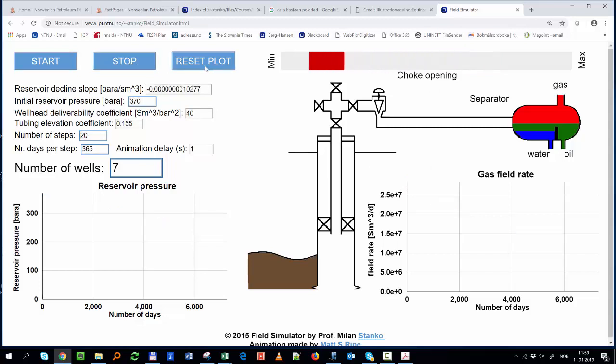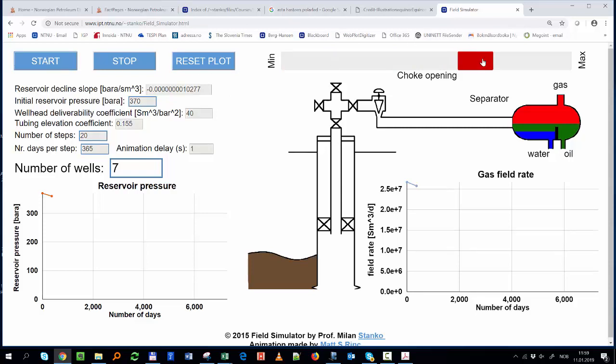I'm now producing the field three to four times. I cannot do that in real life. So, okay, let's start. Then I have to open, open, open, open.